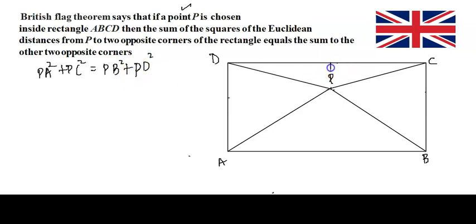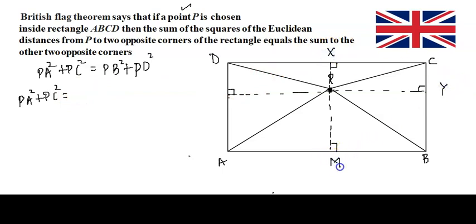To prove this, we have to draw a perpendicular parallel to AD and BC, and in the same way another perpendicular parallel to AB and CD, passing through this point P. Now if I calculate PA square plus PC square, let us name these points X, Y, M and N. We can say that PA square is PM square plus AM square using Pythagoras theorem, and PC square can be written as PY square plus CY square using Pythagoras theorem.